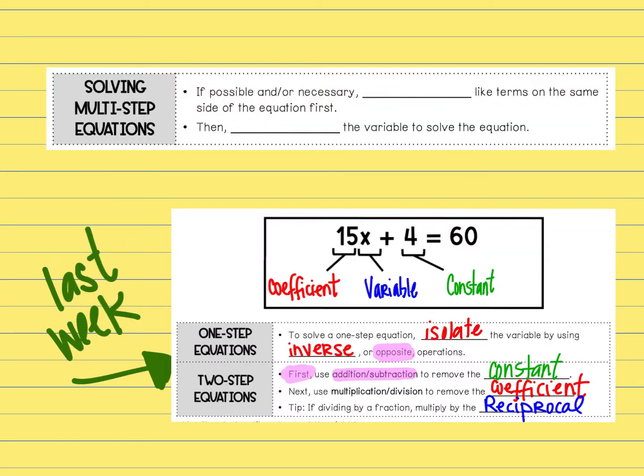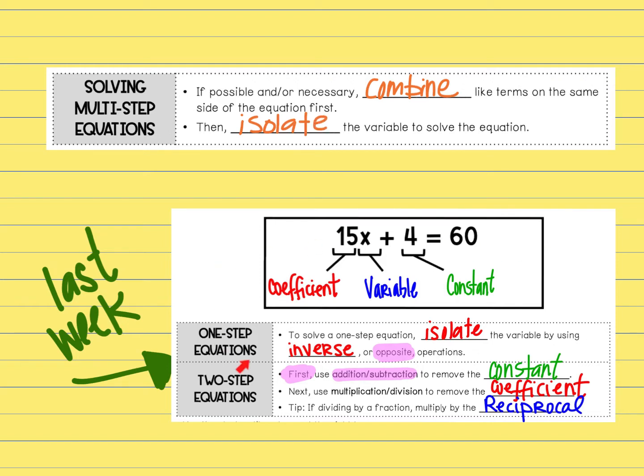At the top of page 24, the first thing I'm going to do is fill in a couple of blanks right here for some vocab. For solving multi-step equations, it says, if possible or when necessary, blank like terms on the same side of the equation first. So that is combine. Last week we also talked about combining like terms. After you combine all the like terms, then we want to isolate the variable to solve the equation.